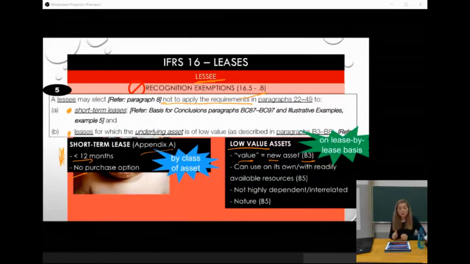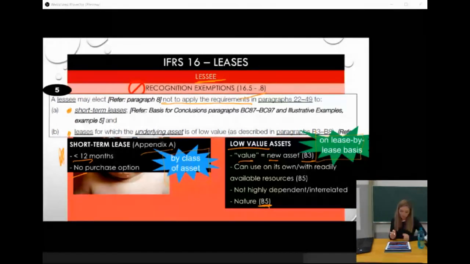And we should also look at the nature of the asset. So that's to determine if it's a low value asset. Important: we make the decision for a short-term asset by class of asset, whereas for low value assets we make that decision on a lease by lease basis.